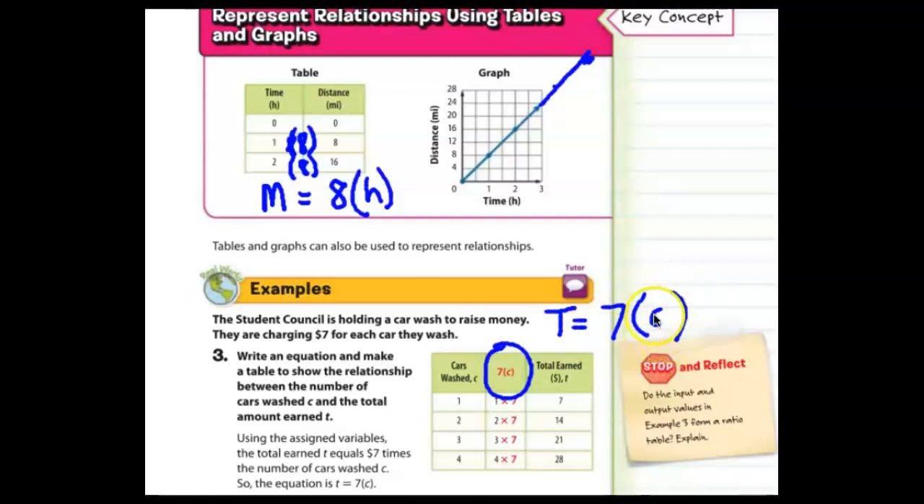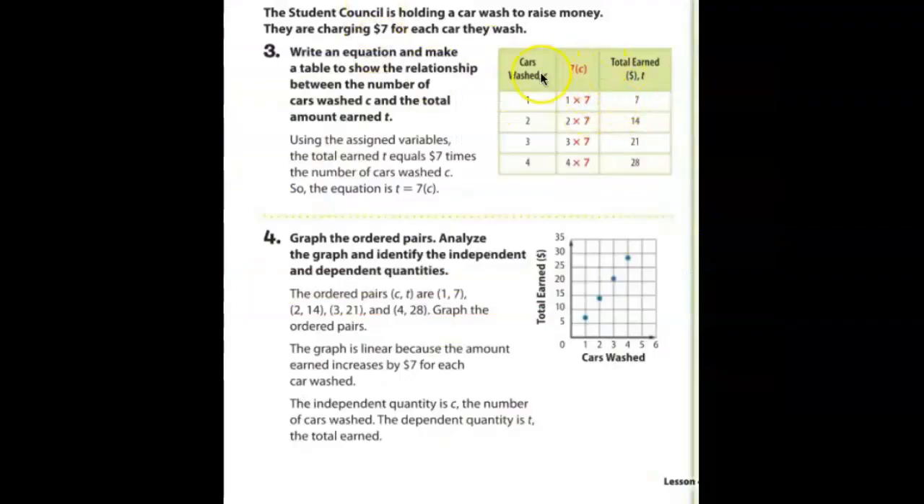In this case, the number of cars is the independent variable. And if I were to work all day and we actually wash 100 cars, then we are going to end up multiplying the number 100 cars by 7, and we will have earned, wow, okay, we will have earned $700. All right, so in this first part of the example, we filled in a table, we wrote an equation, and now it's asking us to graph the ordered pairs, analyze the graph, and identify the independent and dependent quantities.